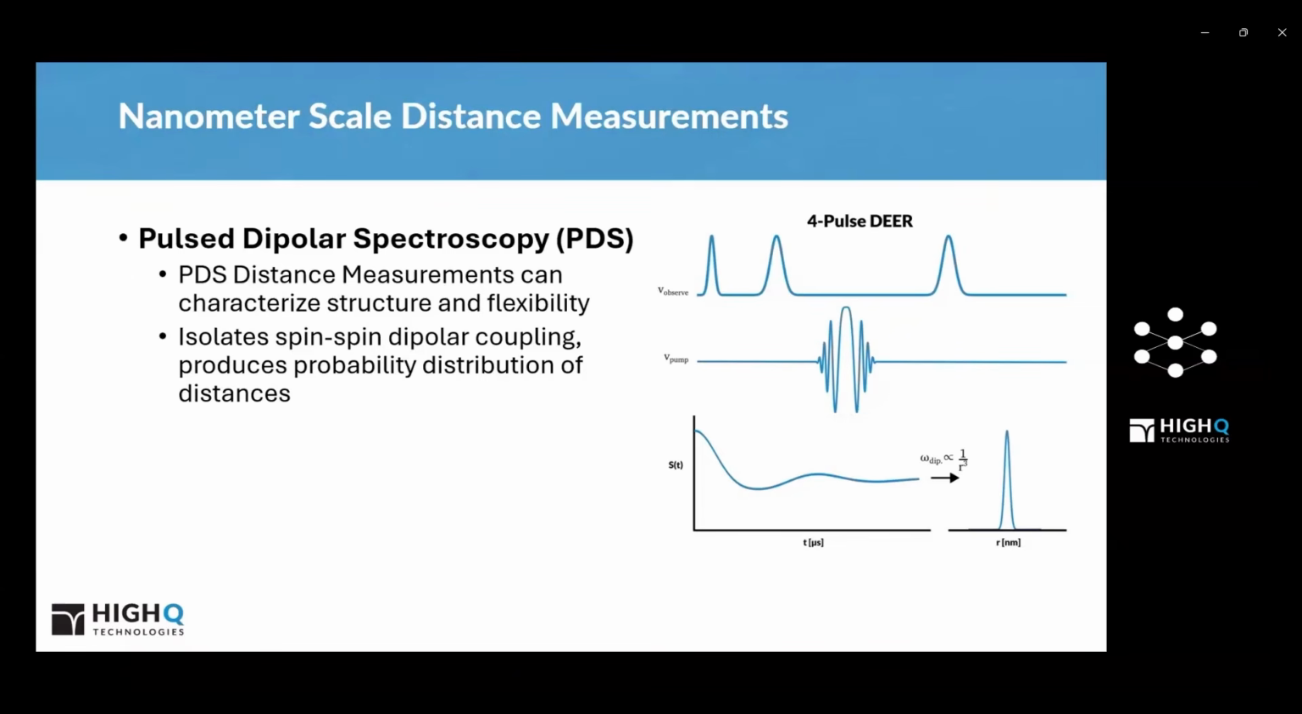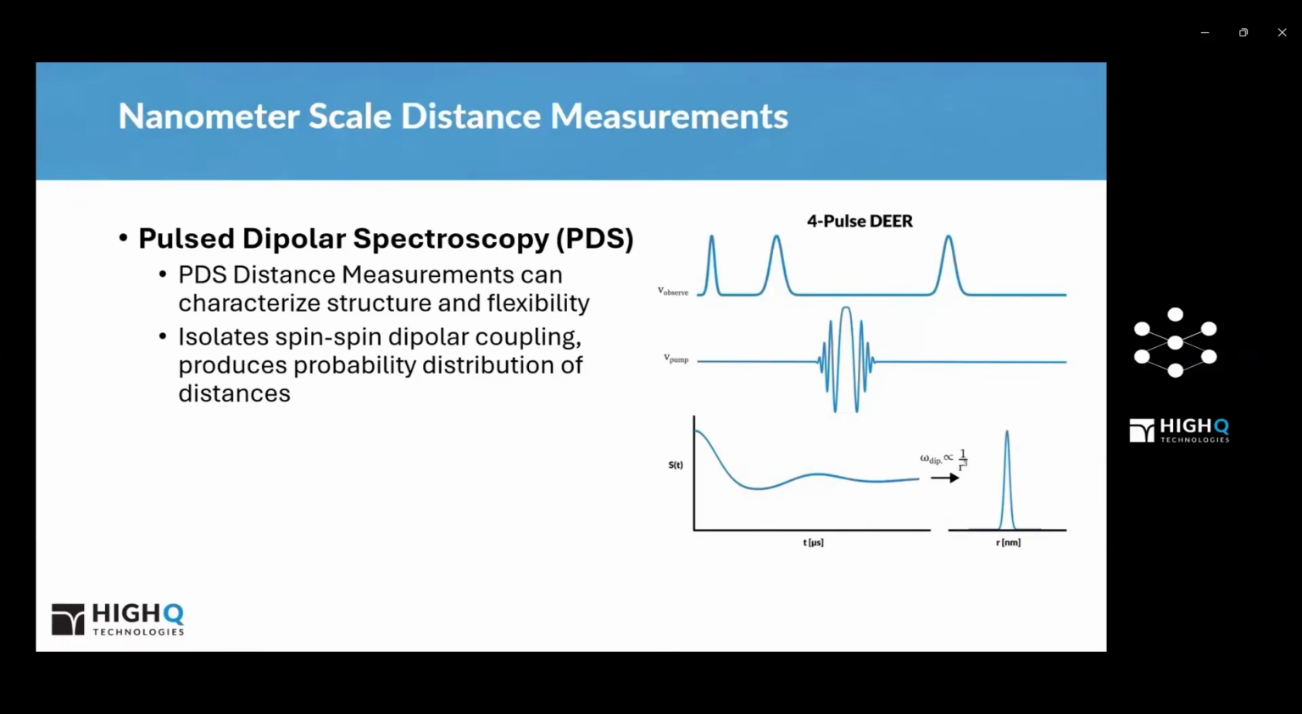Right, and so on the right-hand side, you can see the 4-pulse DEER experiment. I'm not going to go into the depth of the theory of how DEER works, but this is just there as this is the most commonly used, the most popular of the PDS experiments. And if you've heard about EPR in a structural biology context, you've likely heard of DEER spectroscopy, if anything.